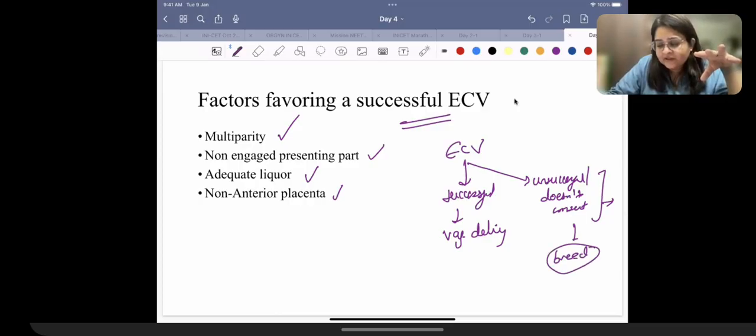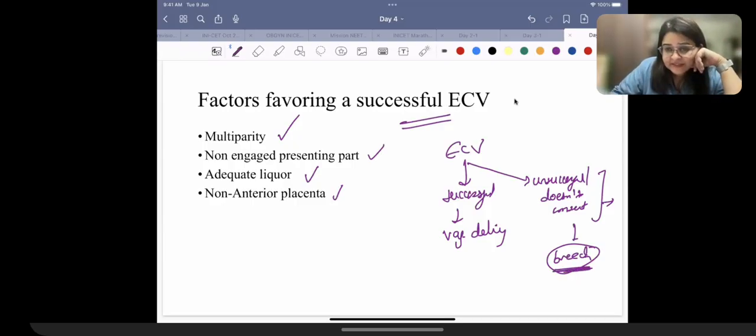Now, how will you deliver a breech? Now you have two options. Okay, you don't give general anesthesia for ECV, you do it. You can give tocolysis, but that is also not compulsory. Okay, it is done as an OPD procedure.